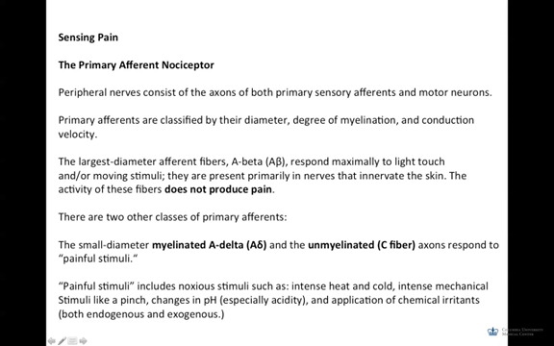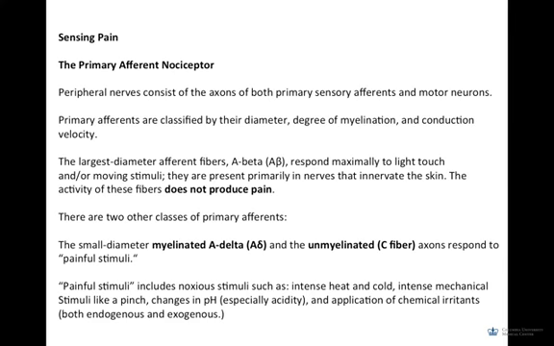The largest diameter afferent fibers are called the A-beta fibers. And the A-beta fibers respond to things like light touch, moving stimulation across the skin, and they're present primarily in nerves that innervate the skin. Okay? So these are fibers that, when they are stimulated, do not produce the sensation of pain. So these A-beta fibers are not our nociceptors.